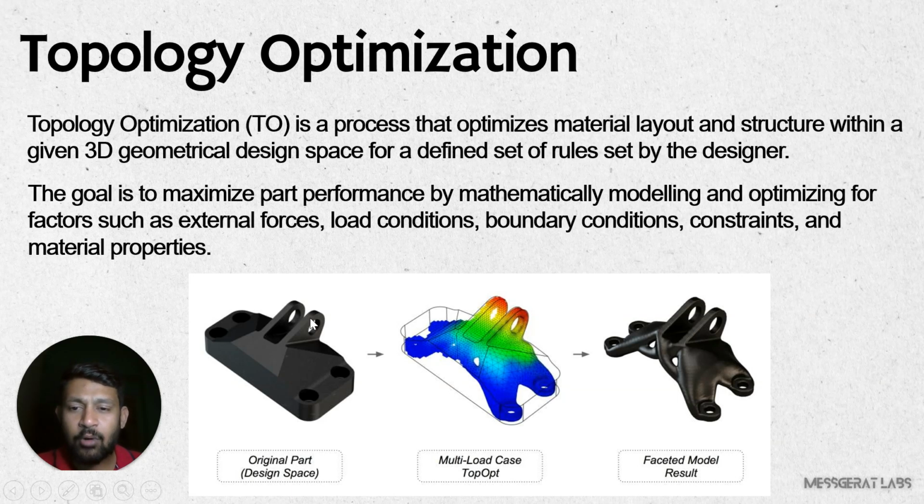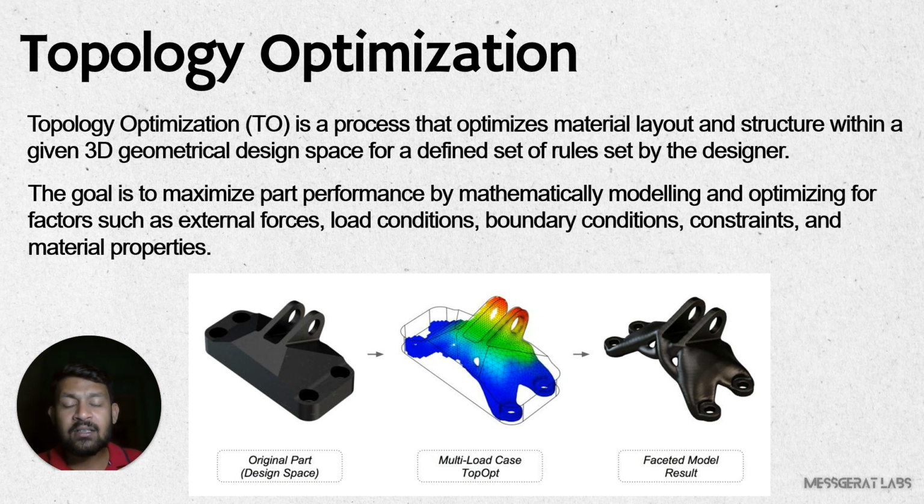What you see on your screen is a typical workflow for topology optimization, where you start with a solid block of component that has to be optimized. You define the design space and non-design space. For example, wherever the bolts are going, you will define that area as non-design space. You cannot have material in those areas. Now, the software will run an FEA, finite element analysis, and generate the stress map for the particular component under the loading and boundary conditions.